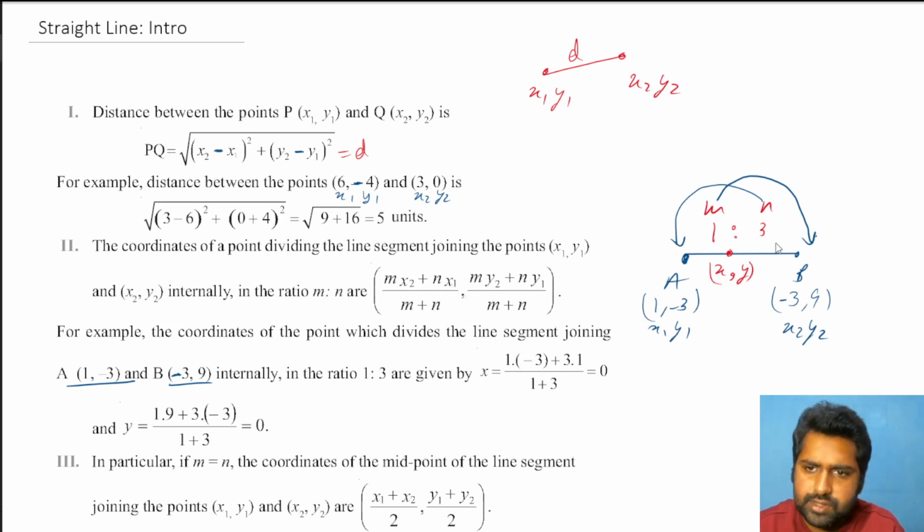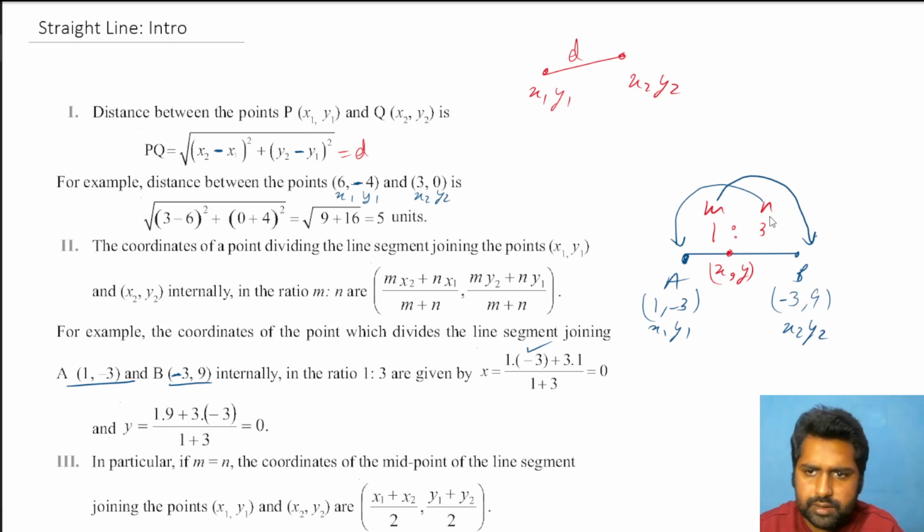I don't tend to remember this formula like this. I have the tendency to draw it and then see accordingly that 1 will be multiplied with minus 3, and 3 will be multiplied with the x coordinate 1, upon the addition of the ratios, the denominator being the sum of the ratio. If you are comfortable with this notation directly, you can use that also: mx2 plus nx1 upon m plus n. Similarly for the y coordinate, my2 plus ny1 upon m plus n.